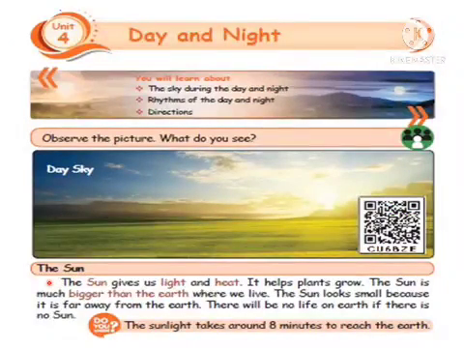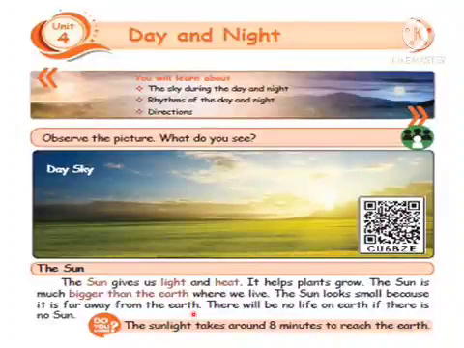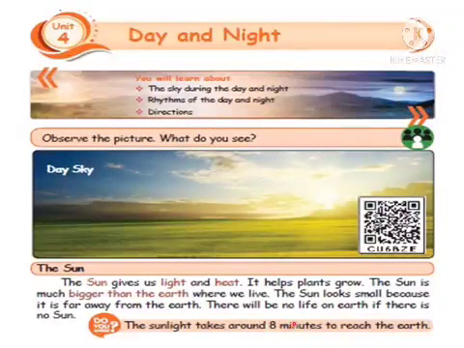Next, the sun. The sun gives us light and heat. It helps plants grow. The sun is much bigger than the earth where we live. The sun looks small because it's far away from the earth. There will be no life on earth if there is no sun.